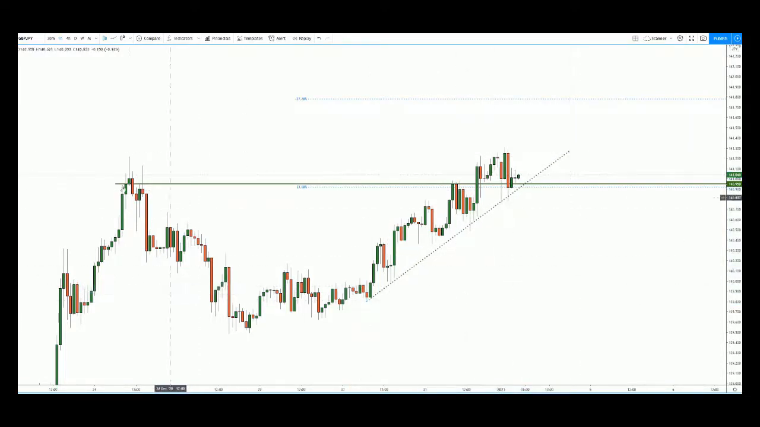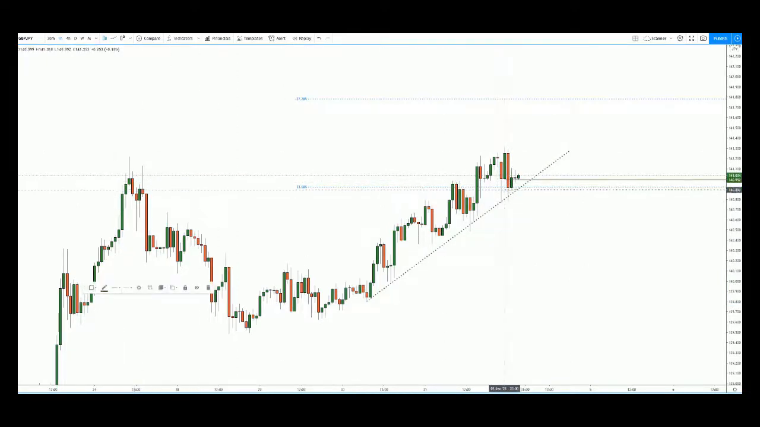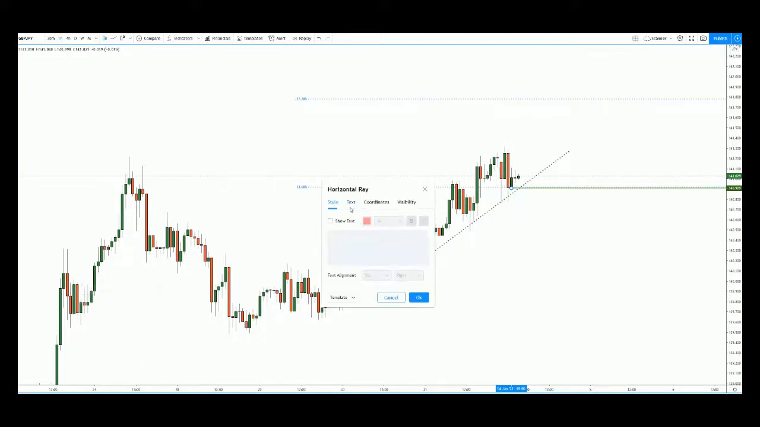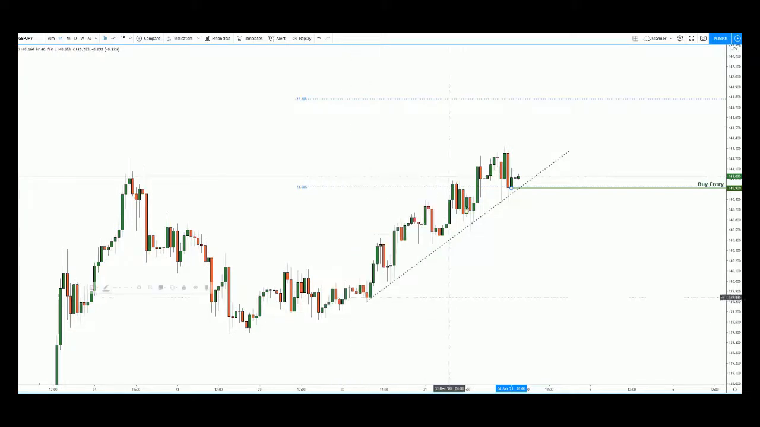All right, I'm going to back this 23.6 down to this graphical level as well over here. All right, so this can very well be our buy entry. Okay, this can very well be our buy entry. So we can wait for price to come back down to this buy entry.